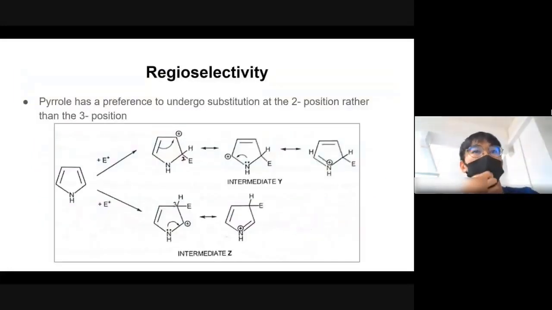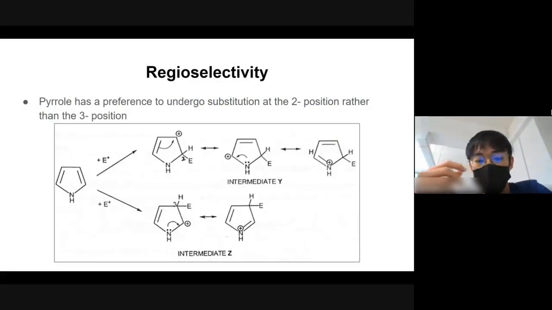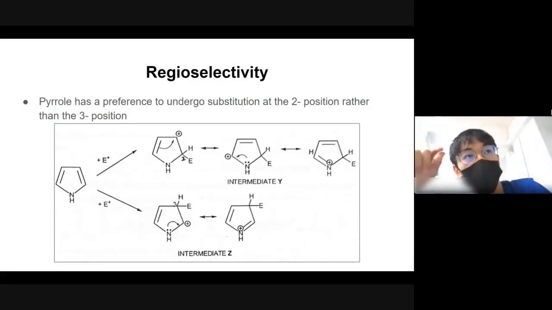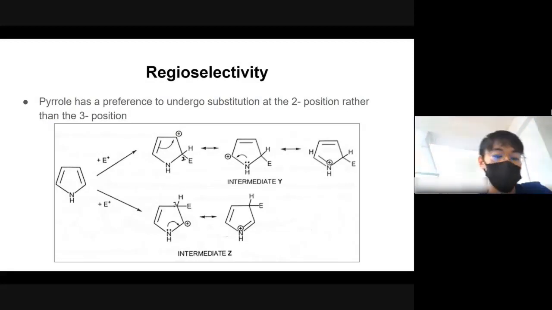Okay, so before we actually discuss the substitution, we need to know where it's being substituted. So the regioselectivity of the substitution, right? Pyrrole actually has a preference to substitute at the 2 position rather than the 3 position, because if you look at the resonance structures, if the electrophile attaches to the 2 position, the carbocation can delocalize over more resonance structures as compared to if the electrophile attaches to the 3 position. So it favors the substitution at the 2 position.